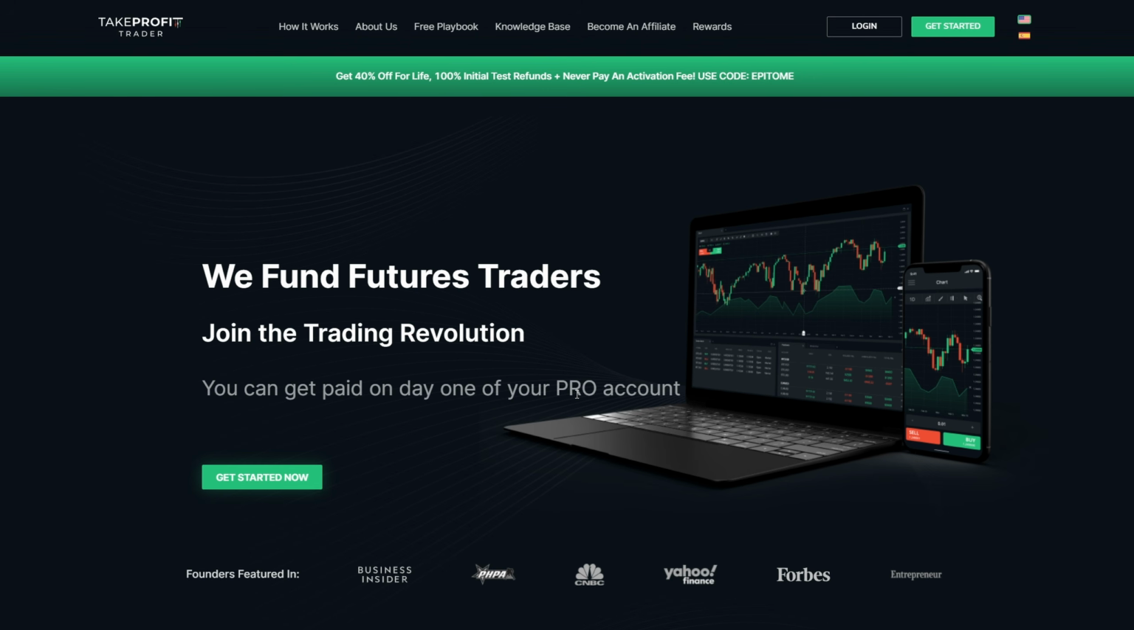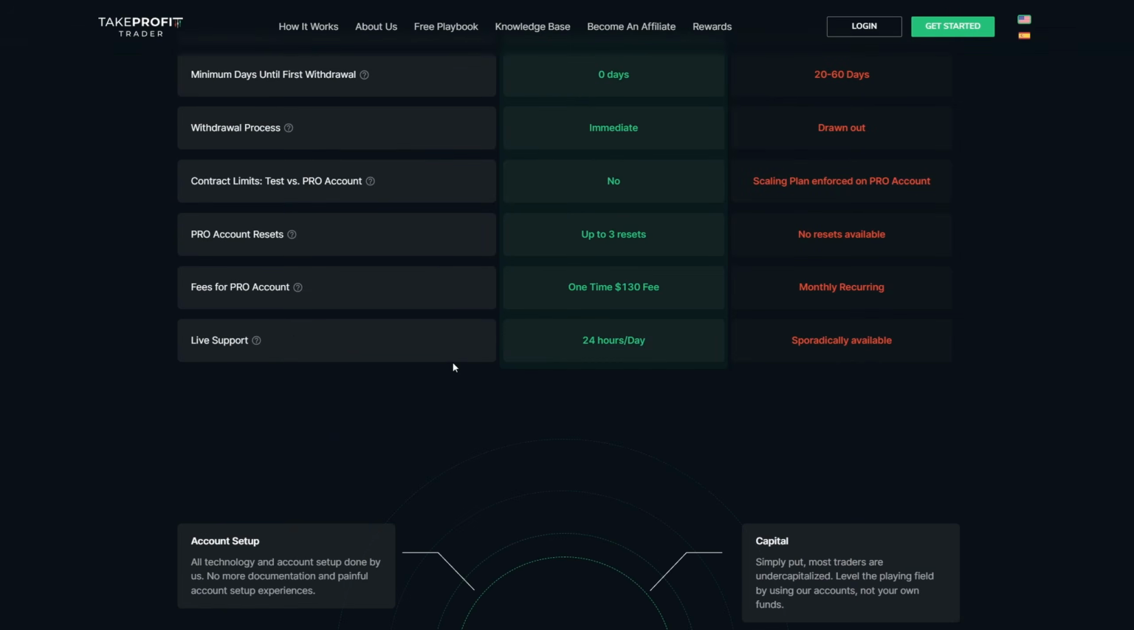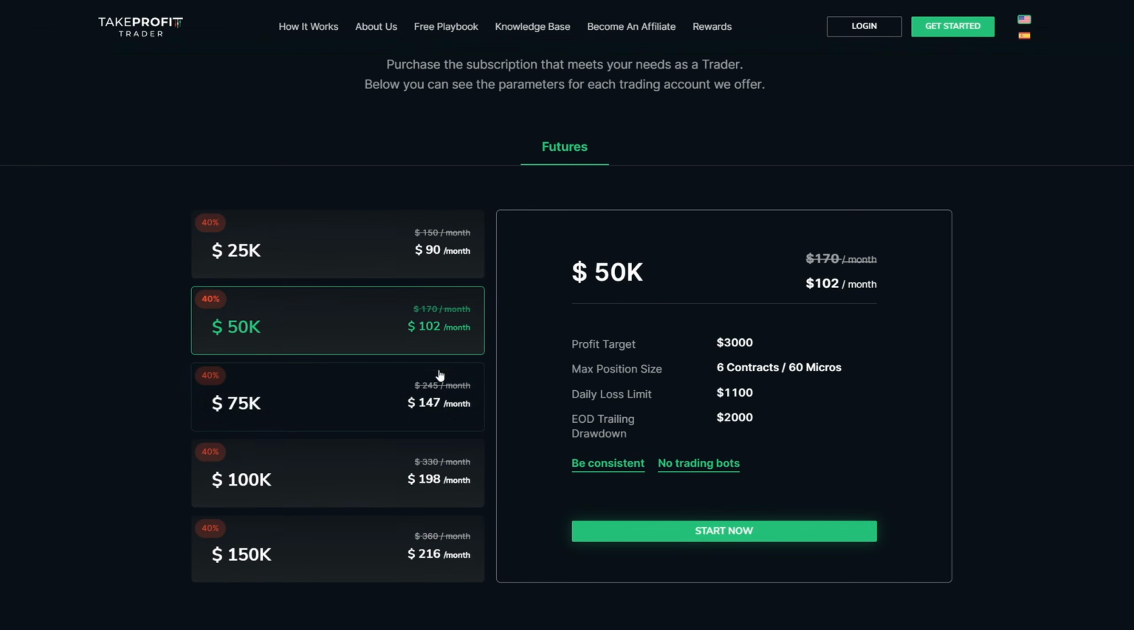However, that's not the only pro that I want to share with you guys as well. Notice right here, when you use the promo code in the link in the description box down below, never pay an activation fee. So when you first look at the price of all the different account sizes, I want you guys to think about this. It's $102, no activation fee.